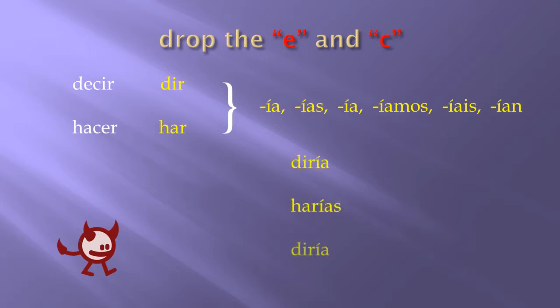We also saw these final two verbs in the future tense, decir and hacer. All we do is drop the E and the C and attach these conditional endings. And just like we said with the future, compounds of these verbs also will conjugate this way. So if you saw predecir or deshacer, you'd also use this formula to conjugate.